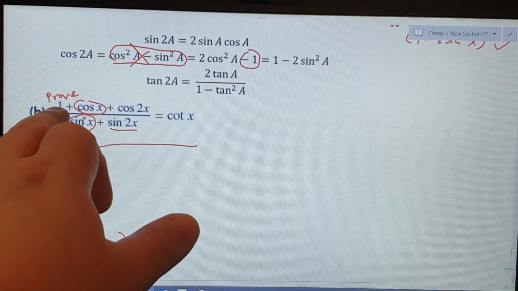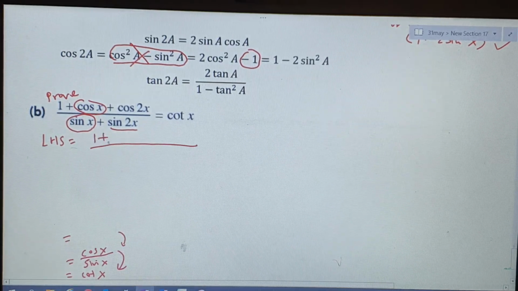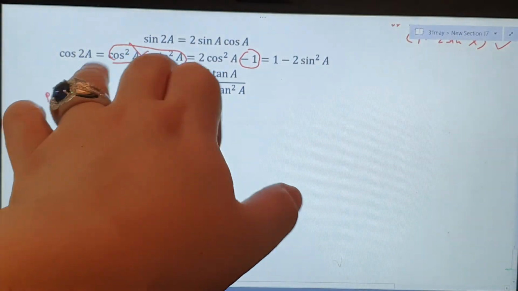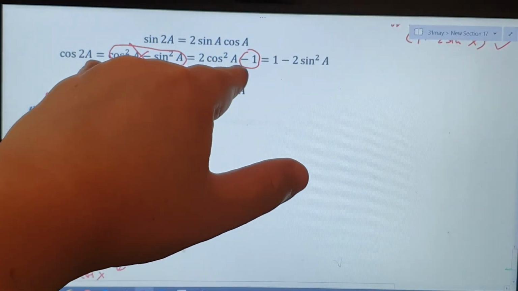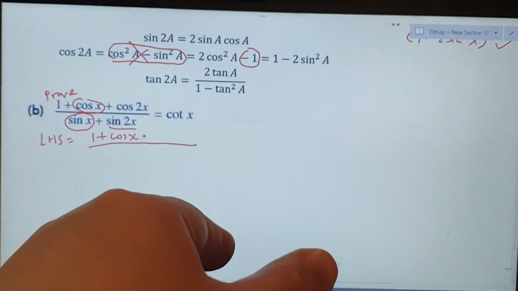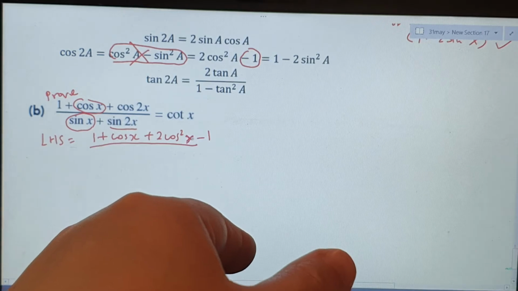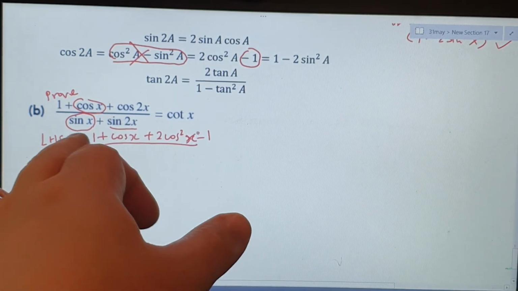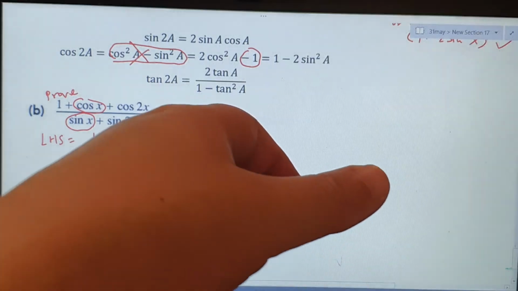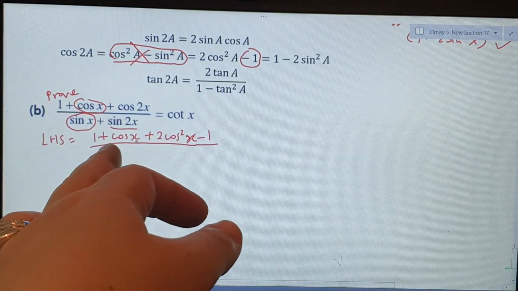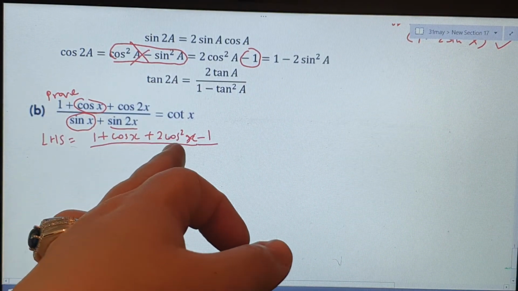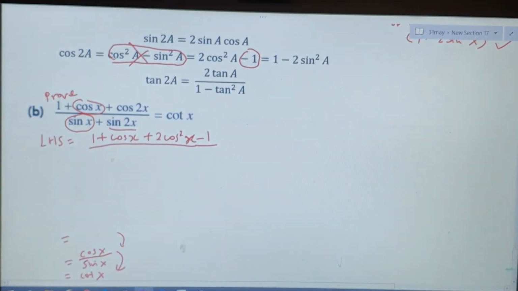This front part, I don't do anything first because I can't do anything also. But this cos 2x, I'll change it to, see cos 2x, I change this to x. So it's plus 2 cos square x minus 1. Why is this useful? 1 minus 1 will cancel out. Then you will tell me, but no use what? There's still 2 cos square x. Don't worry. Hold your horses. Wait first.